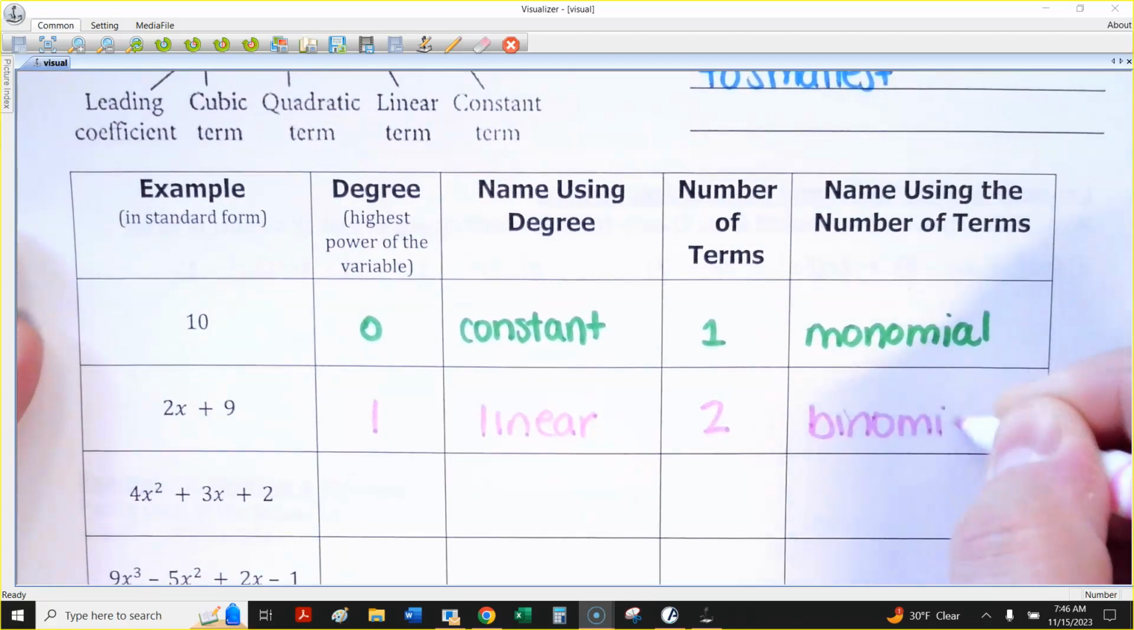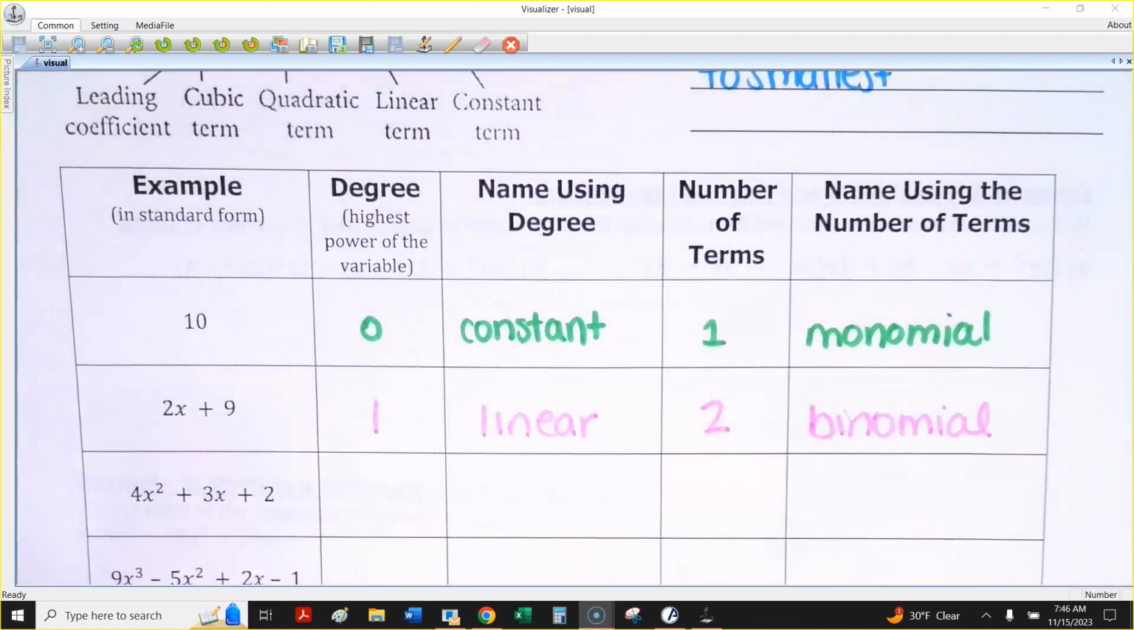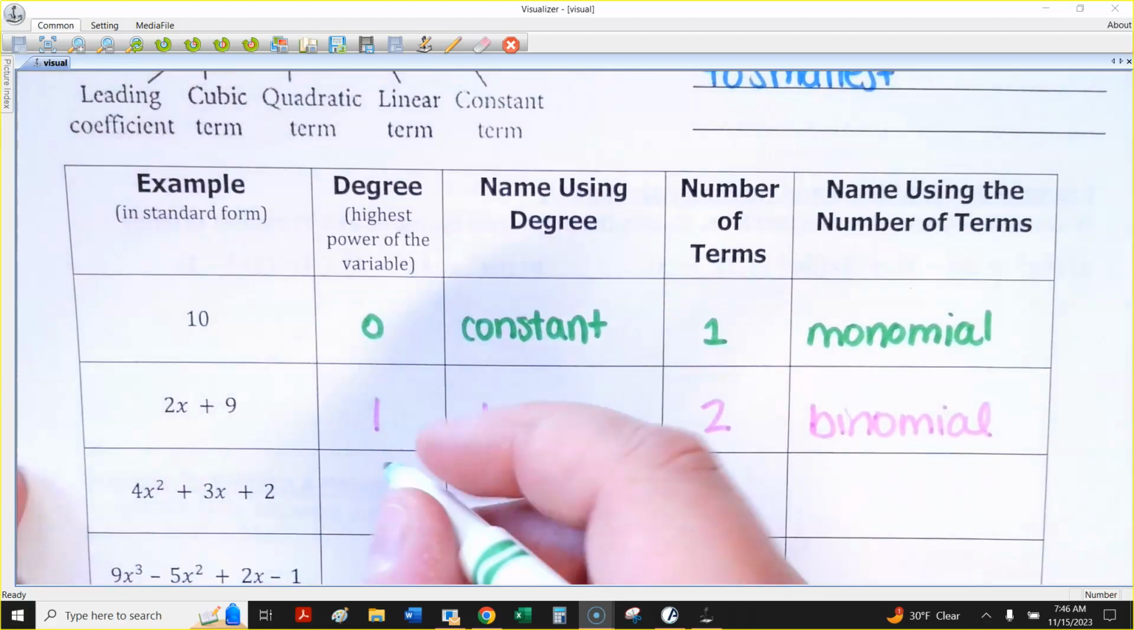So if I were labeling this, if this is my answer, you don't have to write the degree and number of terms in terms of the 1 and the 2 there, but you would just write that that's a linear binomial. Okay. My degree is not based on the coefficient, it's the highest power of x. So the highest power of x in this next one is a 2.